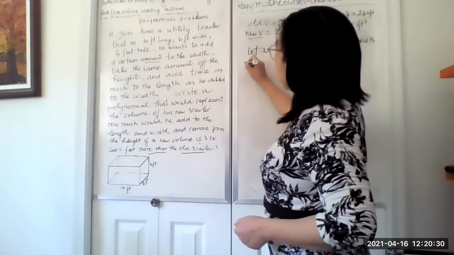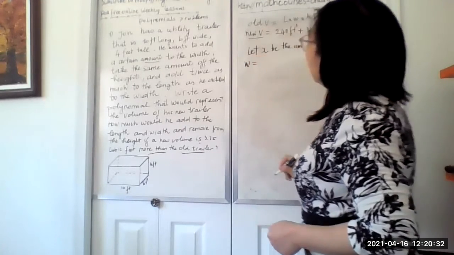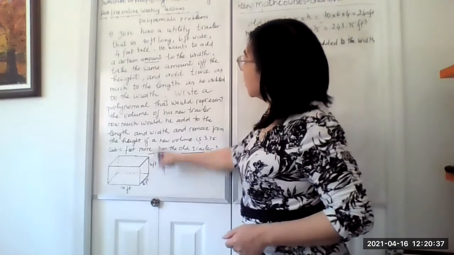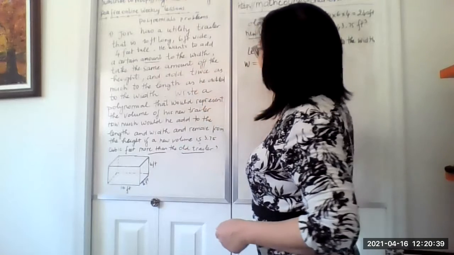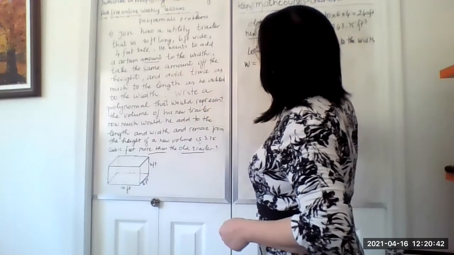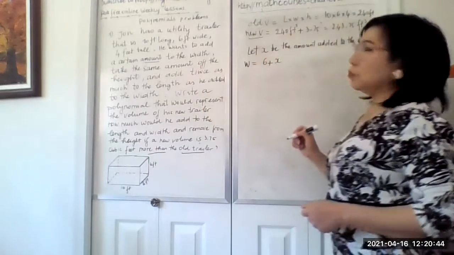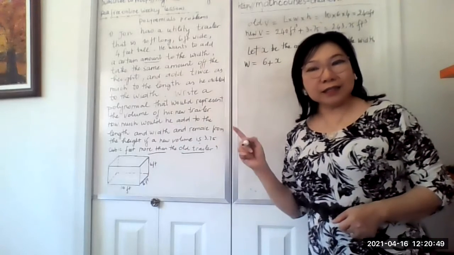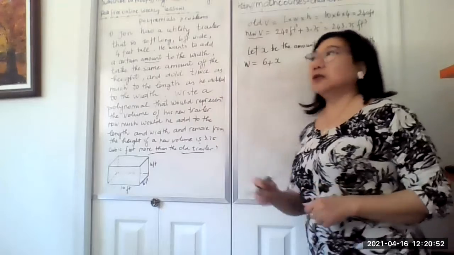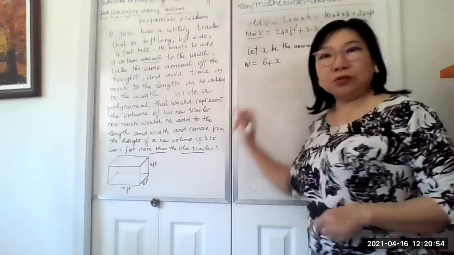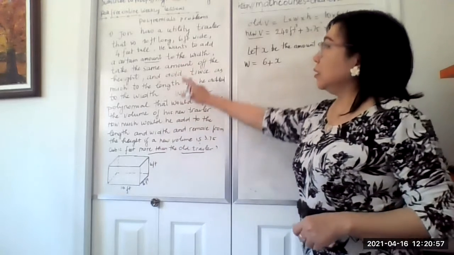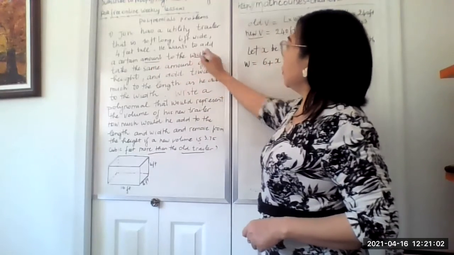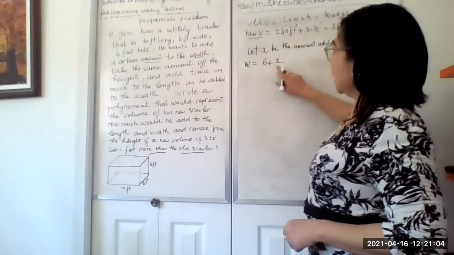So therefore, the new width will be equal to 6 plus X, right? We can't give a number because we don't know how much he wants to add. So we call that the unknown number X. And now we add this unknown number to the width, and the problem says he wants to add a certain amount to the width. So the width equals 6 plus X.